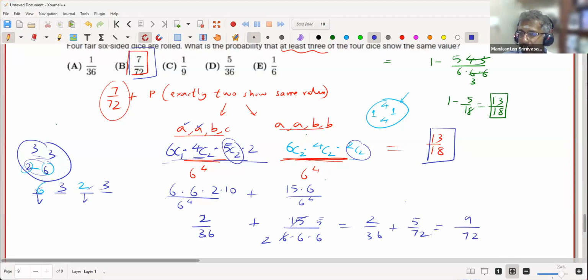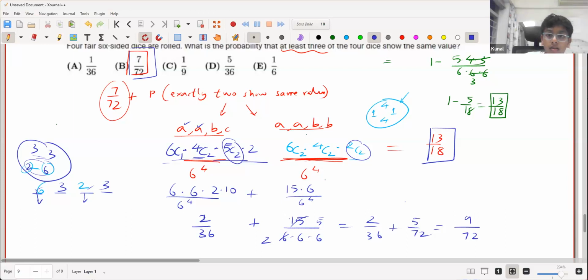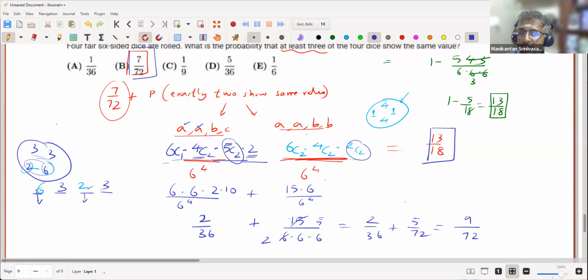So yeah, am I right? 2 at the end. What happened? Why do you multiply by 2 at the end? That's which place to put B and which place to put C in. Okay. 6 choose 1 to select A. 4 choose 2 to select which 2 spots A goes. 5 choose 2 to select B and C from the remaining 5 numbers. There are 1, 2, 3, 4, 5, 6 numbers, right? And then having selected those 2, where to put them in the remaining 2 spots. All of you with me?